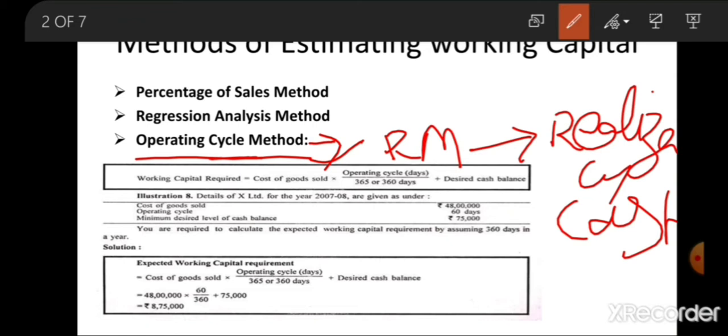This is all about the operating cycle method, in which you calculate the inventory conversion period, receivable conversion period, and credit period, right? So in this lecture we learn how to calculate the working capital requirement with the help of the operating cycle method.